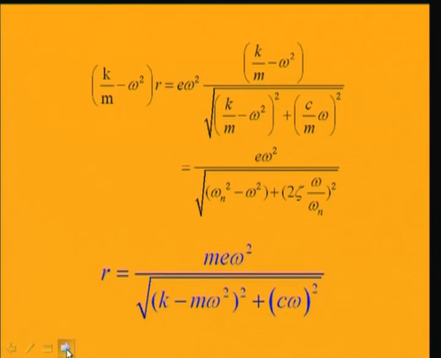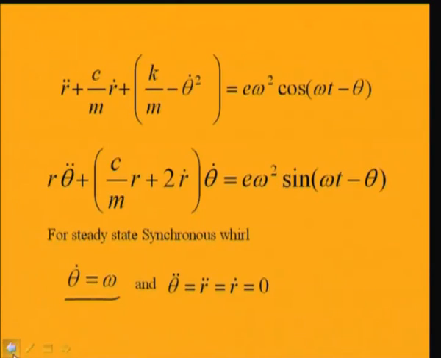I can reduce these two equations to this form, and I can write the expression in this way. So that is k by m. By substituting this in this equation, as theta double dot is equal to 0, this term is equal to 0. And c by m r plus 2 r dot, I am putting r dot equal to 0, theta dot equal to omega. So this gives me c by m r omega.